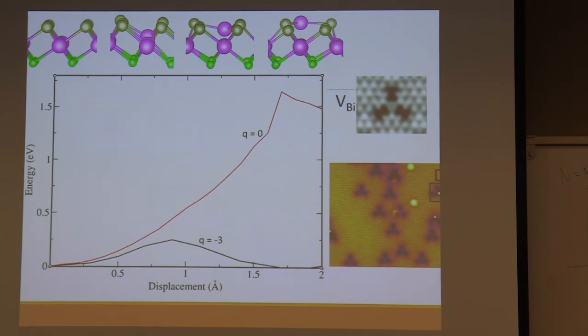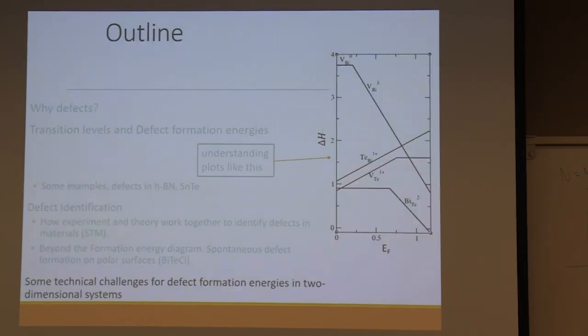So let's see. I guess last, I just really wanted to talk about some technical challenges for defect formation energies in two-dimensional systems. And this really goes to your earlier question. So why do they need it in the first place to actually make these layers?